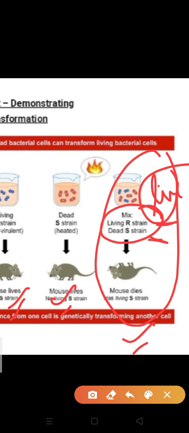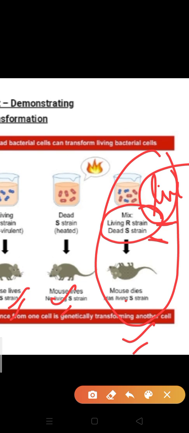Means S strain के पास कुछ ऐसा है जो R strain को चेंज कर दे रहा है S strain में. Clear? So the R strain synthesizes a smooth polysaccharide coat and becomes virulent. एस स्ट्रेन ने ऐसा कुछ कर रहा है कि आर स्ट्रेन अपने बाहर एक कैप्सूल बना रहा है और आर स्ट्रेन एस स्ट्रेन में कन्वर्ट हो जा रहा है, because you know that one difference is only between R strain and S strain: presence of capsule and absence of capsule.